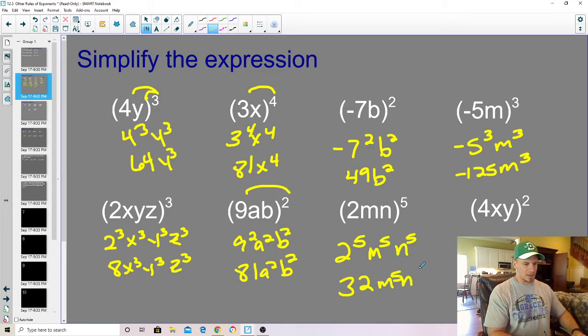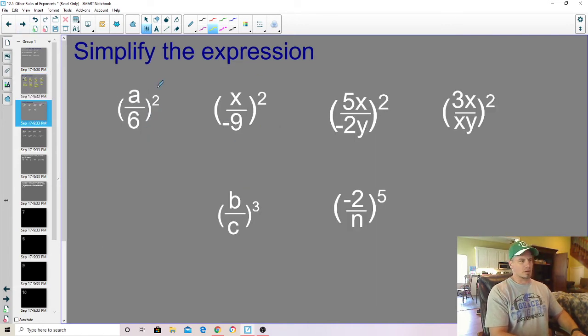m5, n5. Okay, here we have the square goes on the 4, so 4 squared I'm going to go ahead and do it is 16. Then I have x squared, y squared. Okay, and that gets rid of the parentheses. That's what we're trying to do, is simplify it a little bit, so we're getting rid of the parentheses. So you're just basically distributing that 3 inside. Okay, let's look at a few others.